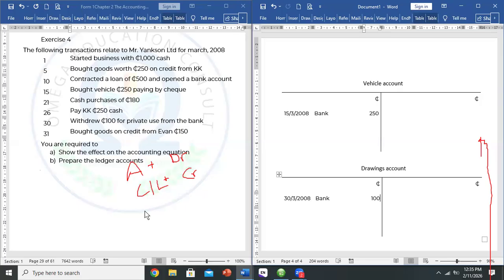So I think the last one, Prof. David Nyampong. Please, between yourself and Araba, whoever is ready to deal with that. Bought goods on credit from Evans. In fact, let me add S to make it Evans. So, bought goods on credit from Evans. Prof. David.